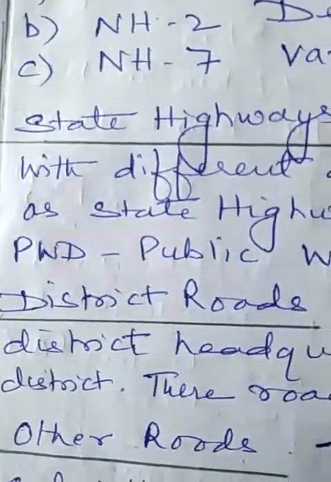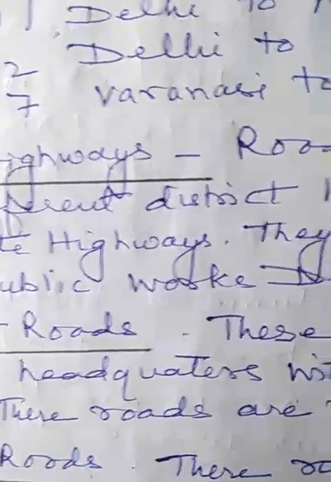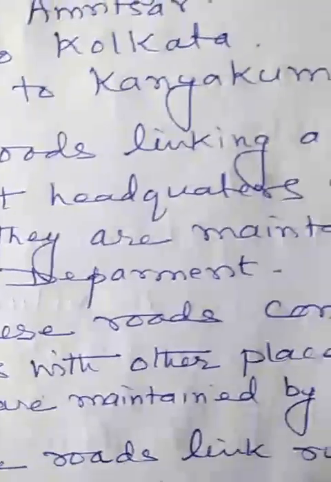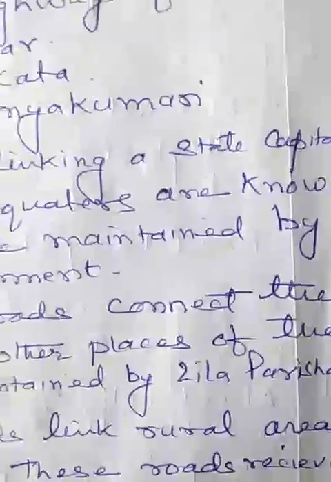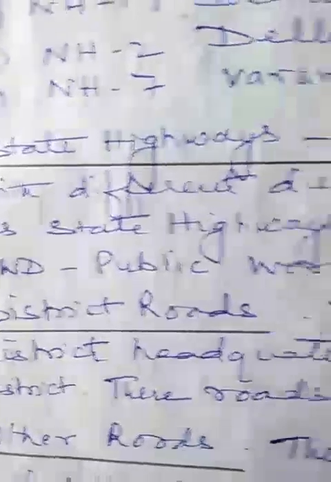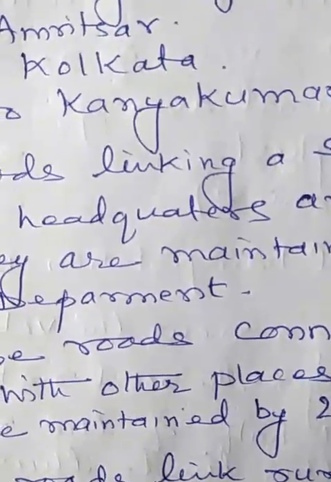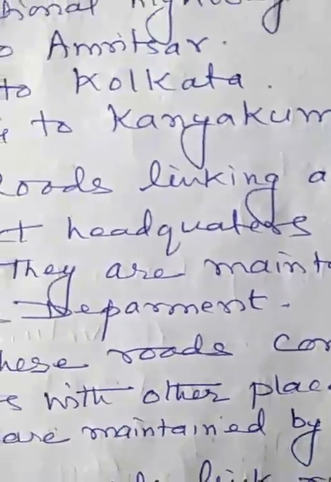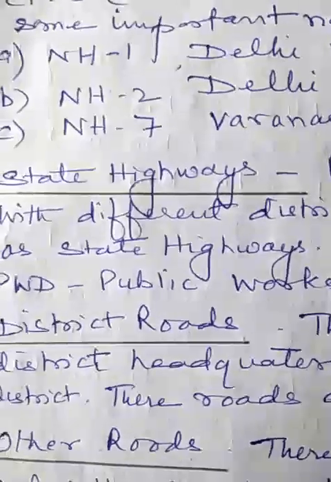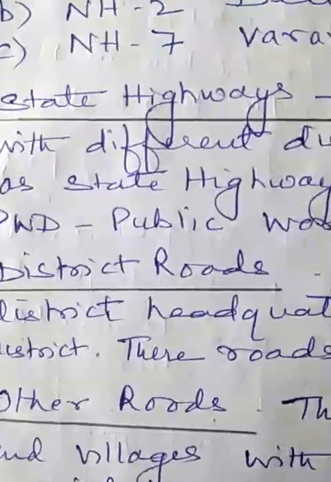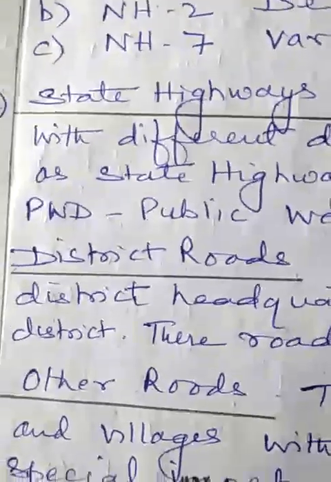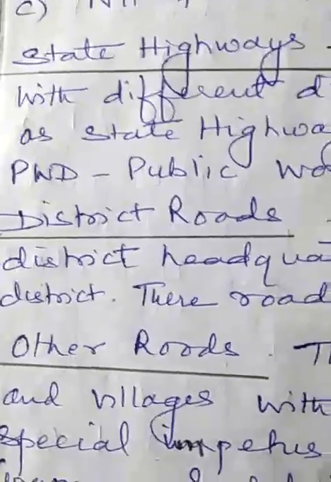Next are the district roads. These roads are connecting the district headquarters to the block headquarters, and they are being maintained by the Zila Parishad, like the Ranchi road which is linking to Silli block, Kanke block. They are being termed as the district roads, from district headquarters to the block level.